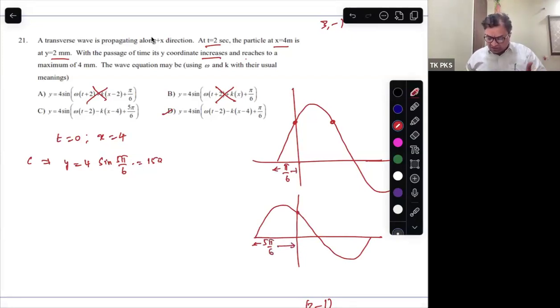Now, next instant, what is going to happen? As the wave moves forward, what is going to happen? Please try to understand. You said with the passage of time, its y coordinate increases. But if you see this as the criteria, if it is a y versus t graph, this is y versus t graph. Y versus t graph. With the time in the second is right.